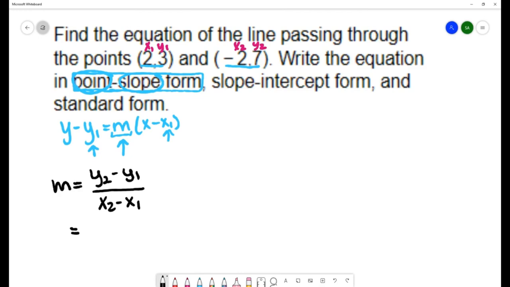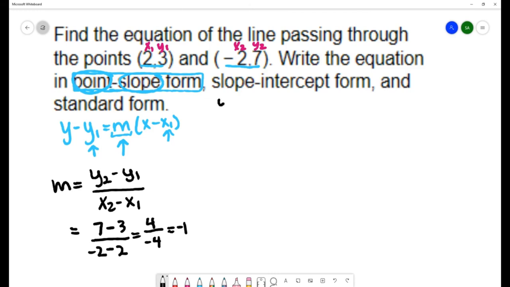So y2 is 7 minus y1, which is 3, over x2, which is negative 2, minus x1, which is 2. Let me just double check I didn't miss any signs. I have 7 minus 3 over negative 2 minus 2. In the numerator that gives 4, and the denominator negative 4, so we have a slope of negative 1. Now that I know the slope, I'm able to write the point-slope form.